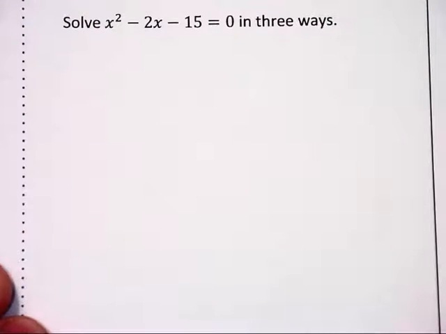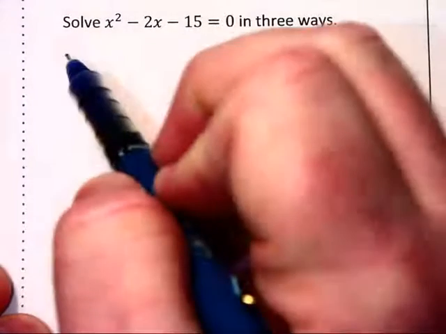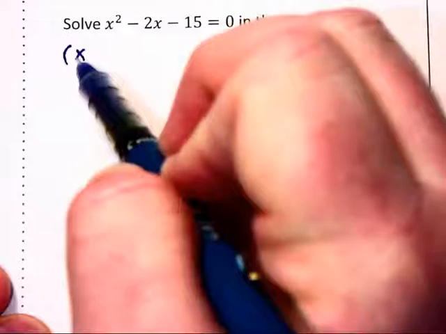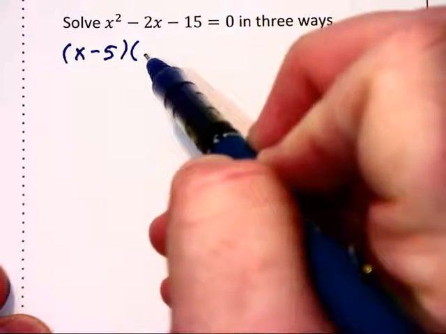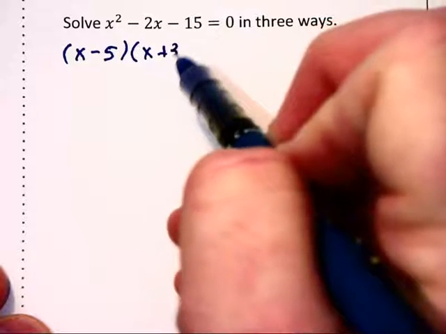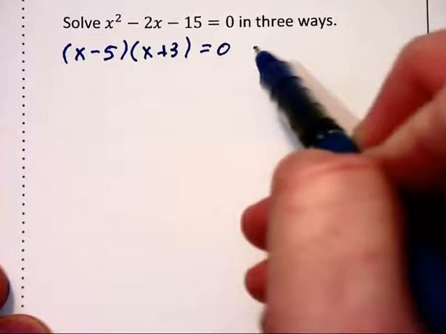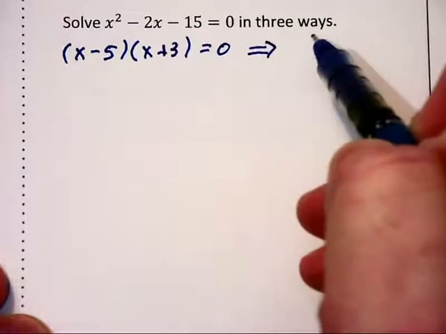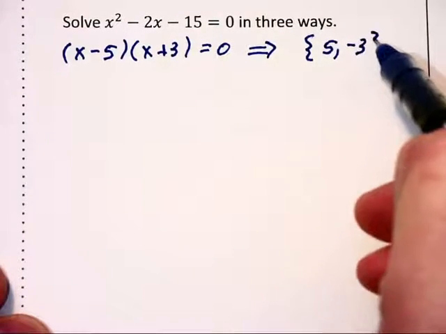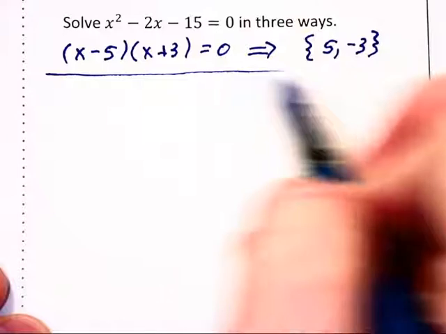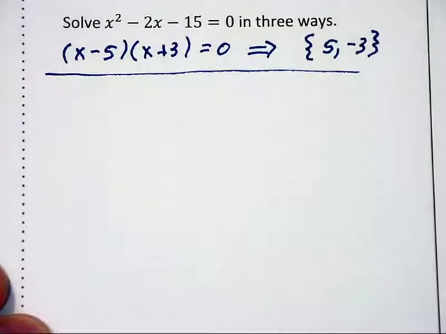Let's solve this quadratic equation in three different ways. The first and easiest method is to factor, if at all possible. Here we have x minus 5 times x plus 3 is equal to 0. And this implies that the solution set will contain 5 and negative 3. This is always the easiest method to try first.